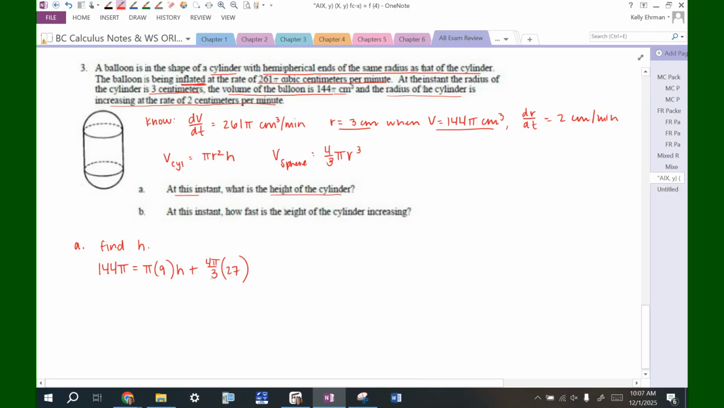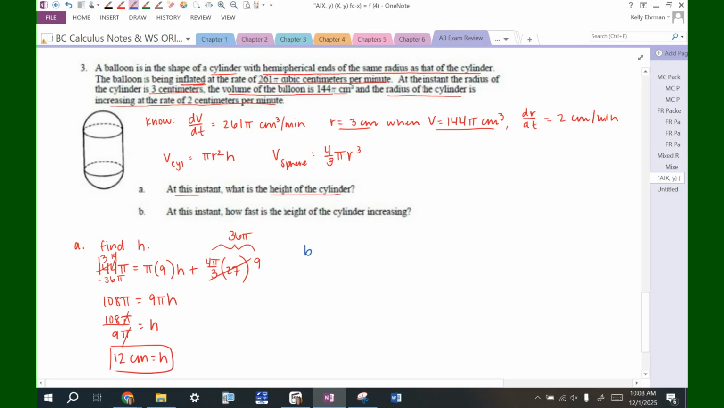All right, and this is actually 36 pi, right? 27 over 3 is 9, 9 times 4 is 36 pi. So to solve for h, let's subtract 36. So that's 108 pi equals 9 pi h. So h is 108 pi divided by 9 pi. The pi's cancel. Does 9 go into 108? It goes into 10 once, 12. So yeah, 12 centimeters is h.